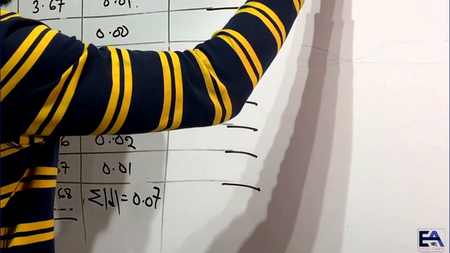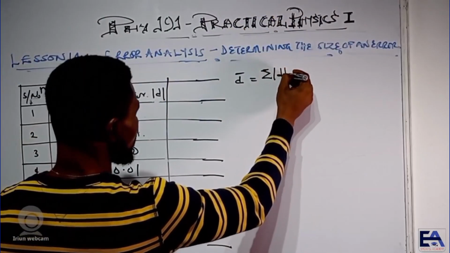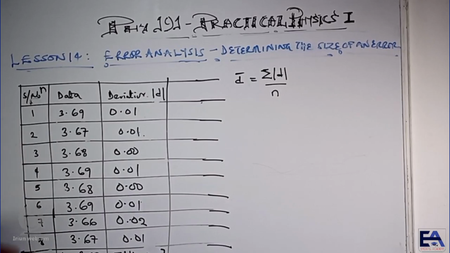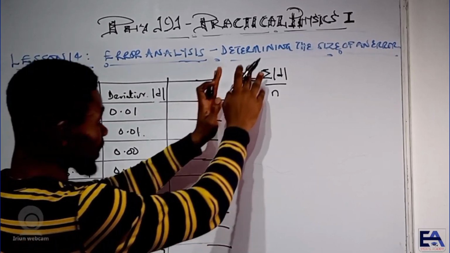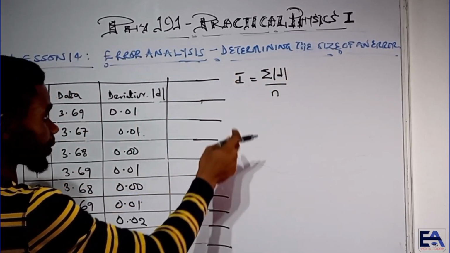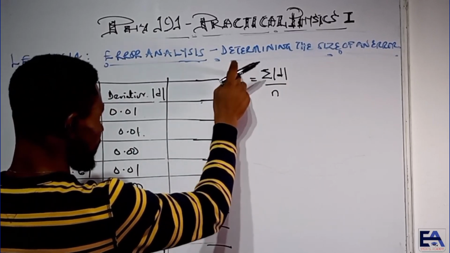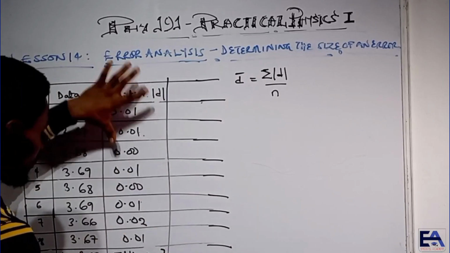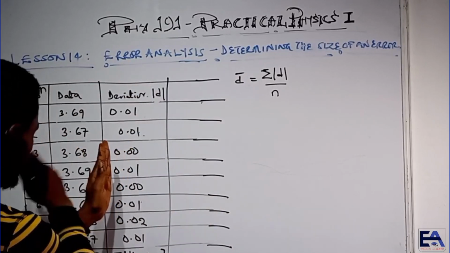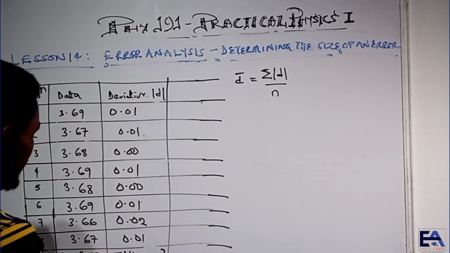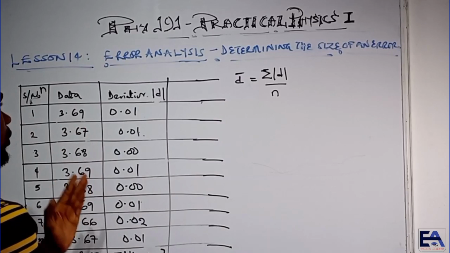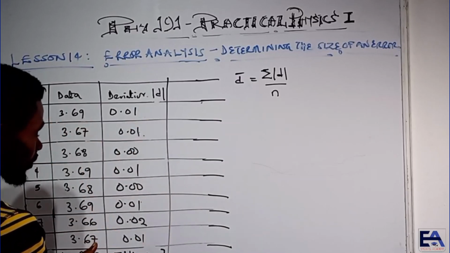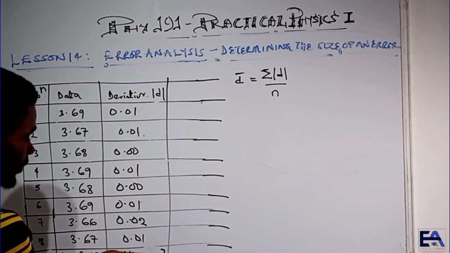So bar D is going to be summation of what? The absolute value D divided by n, where n is the number of times the experiment is performed. So we are trying to find the mean of the deviation. That's what we are finding. So the mean of the deviation is going to be, or the average of the deviation. These are the deviation, okay? Deviation is just the distance between each value and the average value, okay? So the difference between each value and average value is deviation. So the total deviation, the total of everything is 0.07.